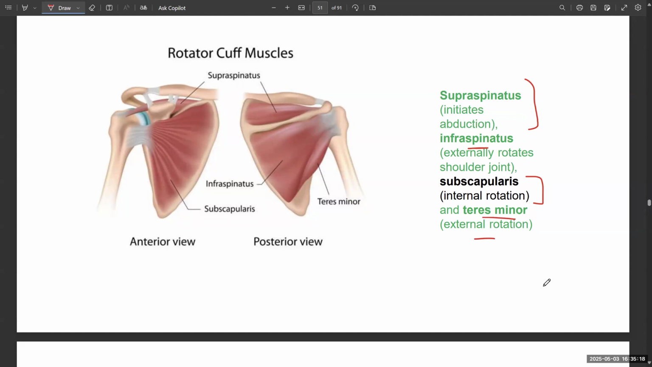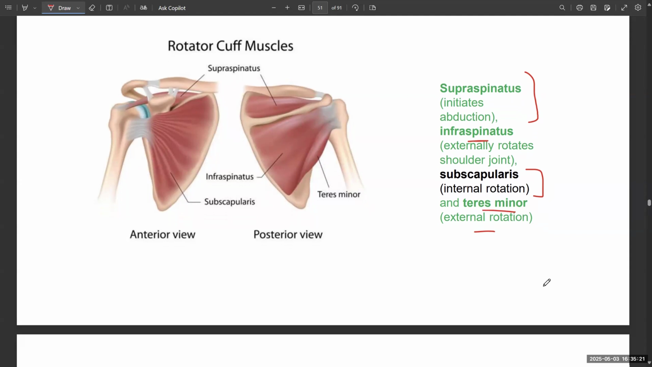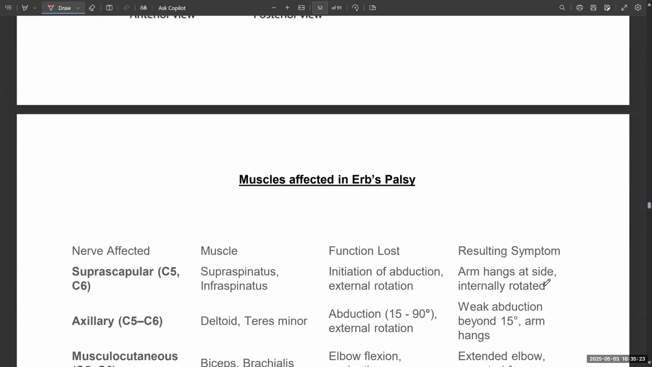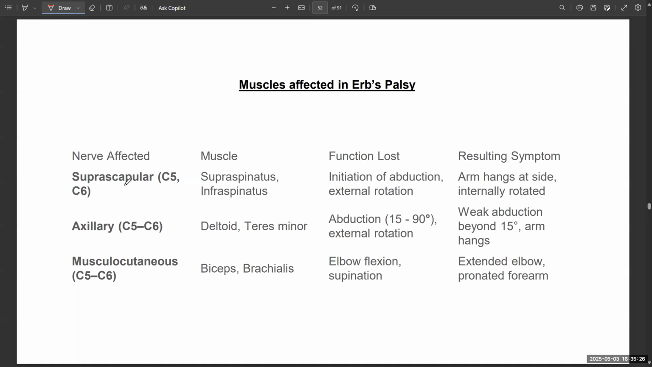Okay, now apart from these, we also had some more signs. We had the extended elbow, and we had loss of sensation, right? So let's talk about those. This is a table, very easy. So you have suprascapular, which supplies the supraspinatus and infraspinatus. The function that is lost is initiation of abduction and external rotation. So as a result, you have the arm which just hangs by the side and it is internally rotated. For the axillary, it supplies the deltoid and the teres minor. Recall that the deltoid does abduction from 15 to 90 degrees and also external rotation, which is from the teres minor. Okay, so weak abduction beyond 15 degrees and the arm hangs.